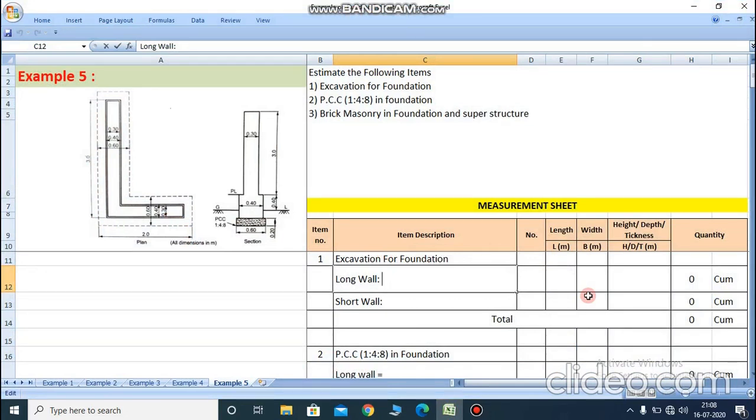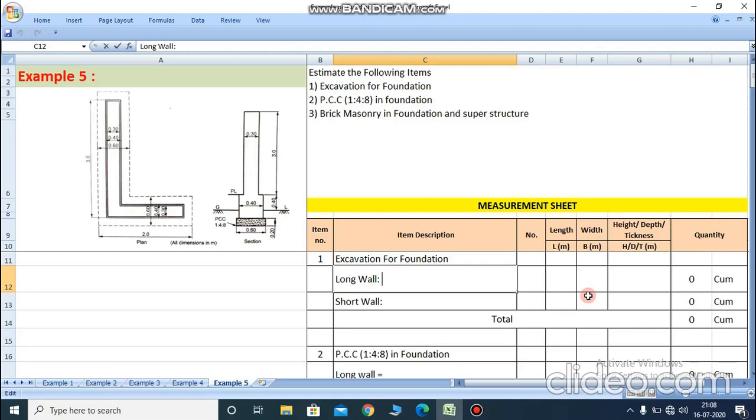Today we discuss example number 5 of a building estimate. Today we estimate the total quantity of the excavation for foundation, PCC 1:4:8 in a foundation, and third, we discuss brick masonry in a foundation and a superstructure. So see this figure.